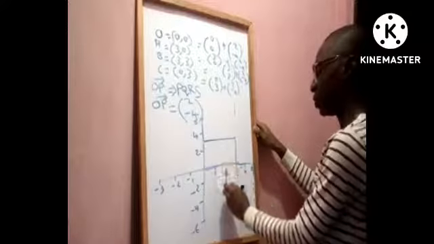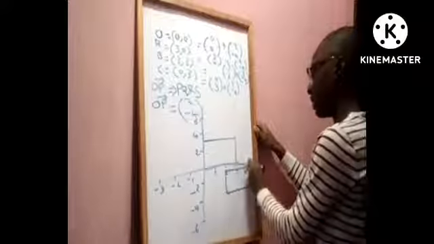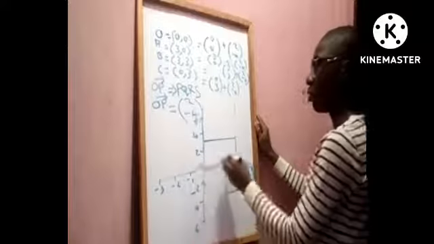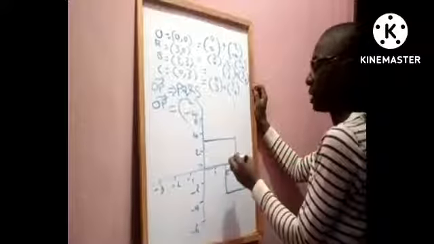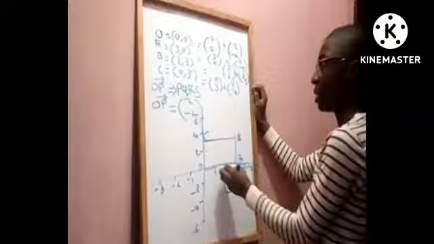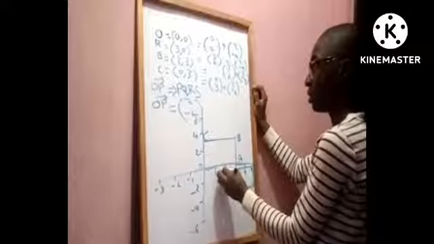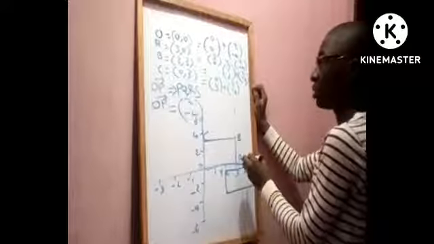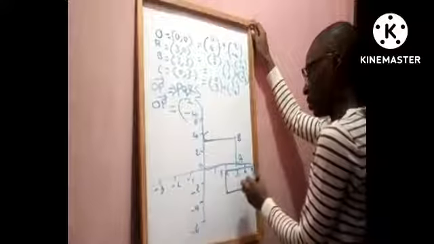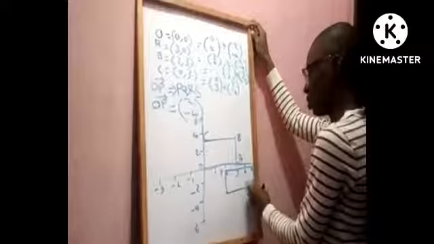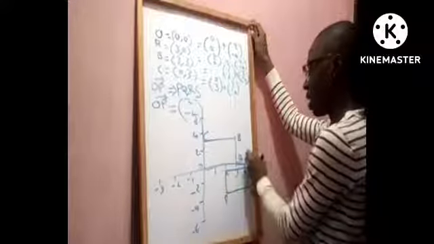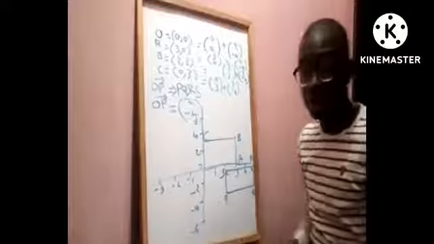If we join these four points together, we'll see that this is a transformation. So we've transformed the square OABC, where A is (3, 0), to PQRS, where Q is now (5, -4). That's simply how to transform a vector.